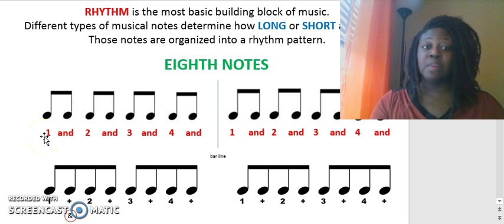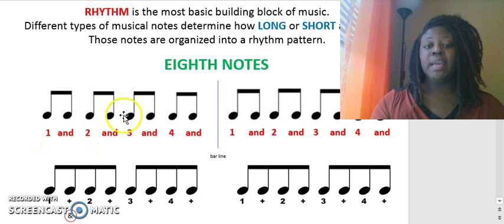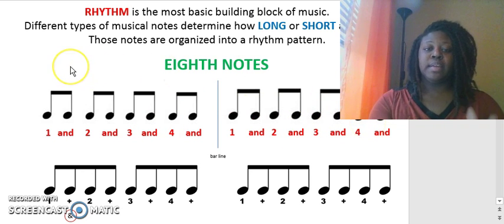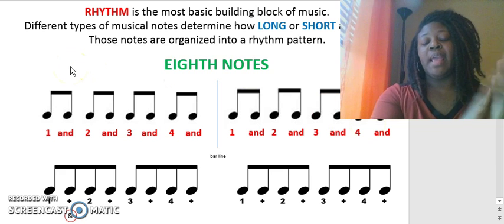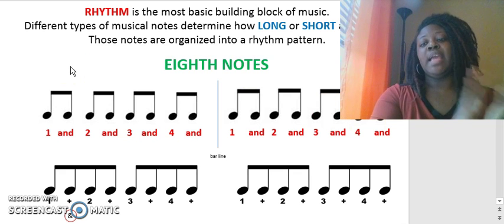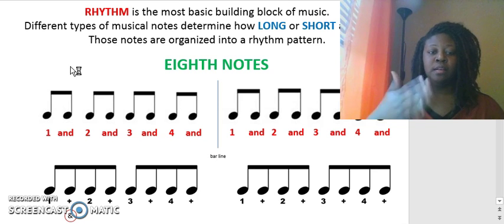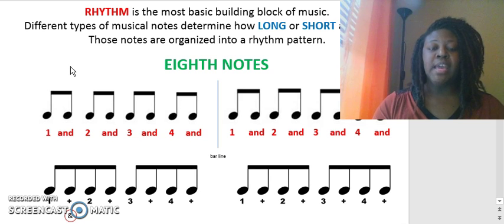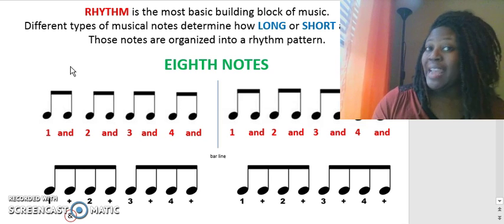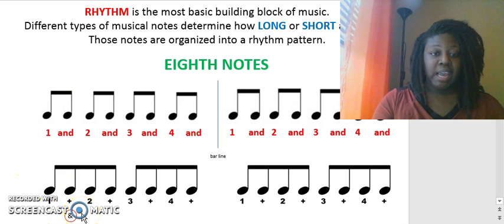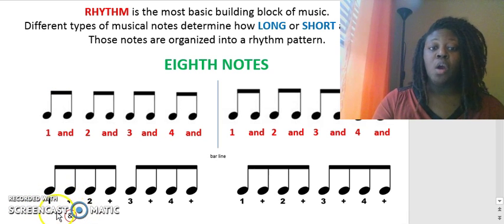But we would count this the same way. 1 and 2 and 3 and 4 and 1 and 2 and 3 and 4 and. Okay, so if I were to clap this, 1 and 2 and 3 and 4 and. Okay, so eighth notes just get steady beat straight across. If you don't want to write out the word and when you're writing these counts, you can use a plus sign to represent and. Same thing. Okay, 1 and 2 and 3 and 4 and.